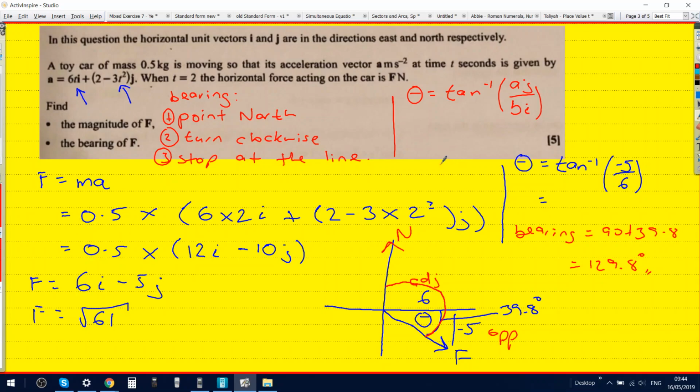They just added a little extra thing that they wanted bearings. You had to add 90 to it. It helps to just do a little sketch. Like if this had been 39.8 degrees up here, then it would be 90 minus it or whatever. Any questions there? No, obviously the bearing's a bit new, but it's alright.